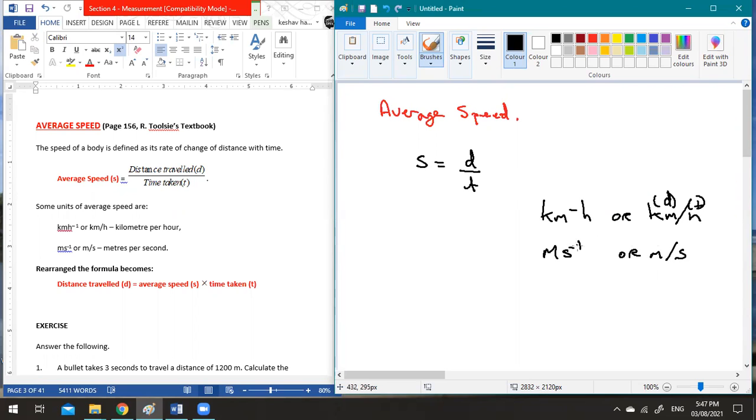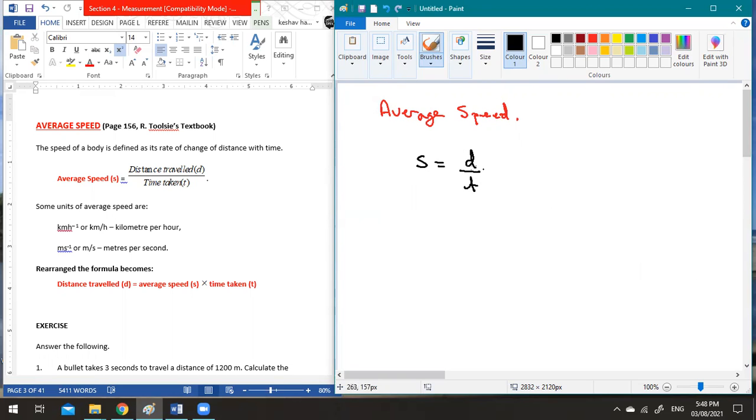So the -1 is from the laws of indices, where negative powers are fractions, so meters per second is the same as writing it as a fraction. This is like a fraction sign, right? You don't need to know all of that, really. You just need to know the formula. So speed is distance over time.